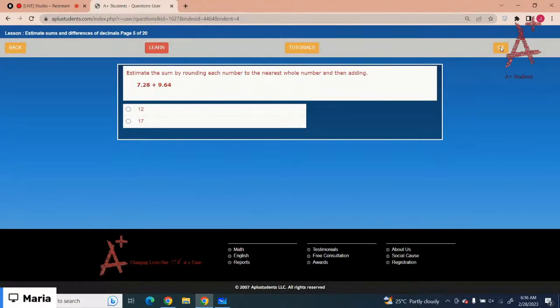Okay, estimate the sum by rounding each number to the nearest whole number and then adding 7.28 plus 9.64. So 7.28 is rounded off to 7. Got it? And 9.64 is rounded off to 10. Got it? So 10 plus 7 makes 17. The correct option is 17. Got it?